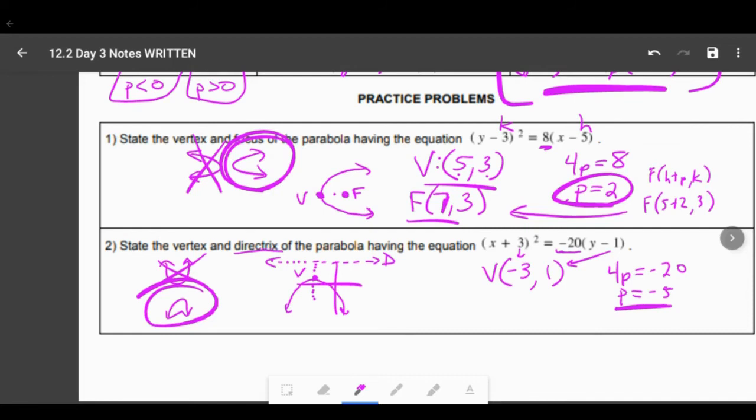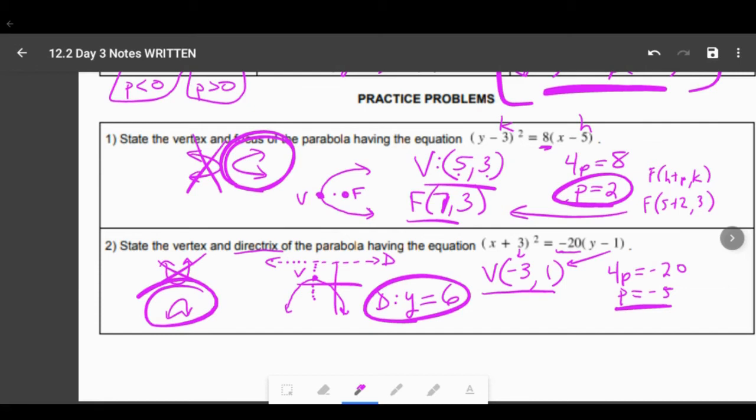So because it's a horizontal line, I know that my equation is going to be y equals, well, if you started at 1 and you went 5 steps upward, right, to get away from the parabola, so you'd go upward to get to that directrix. Well, instead if I start at 1 and go upward 5 steps, I'm going to be at y equals 6. Okay, and that is going to be your directrix.